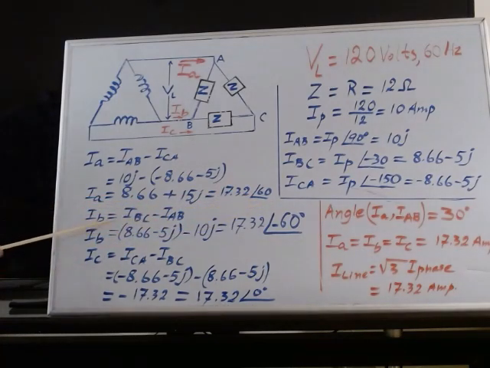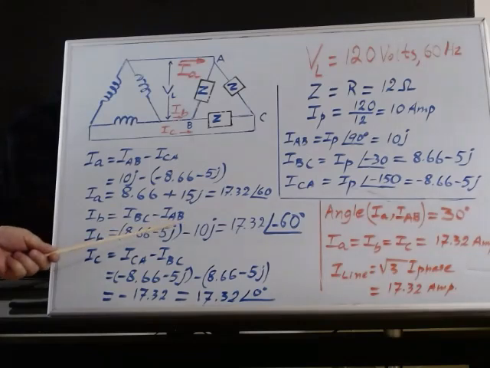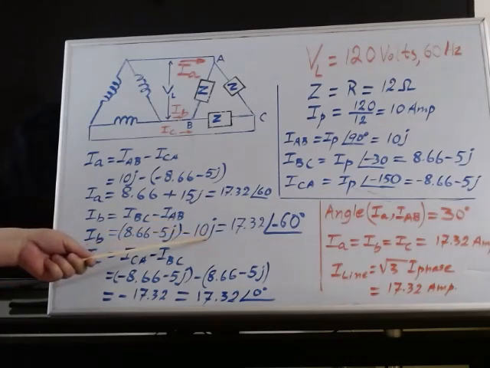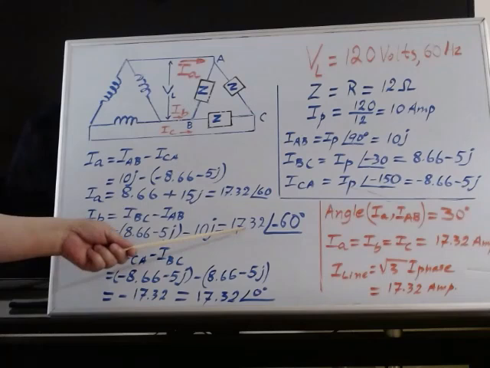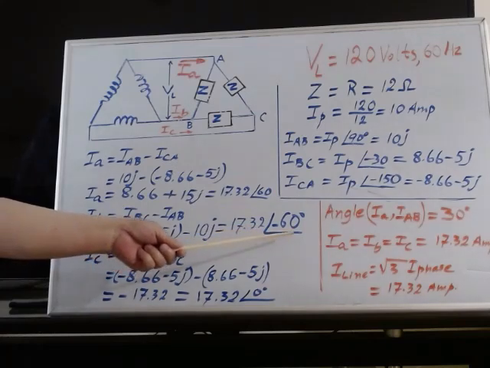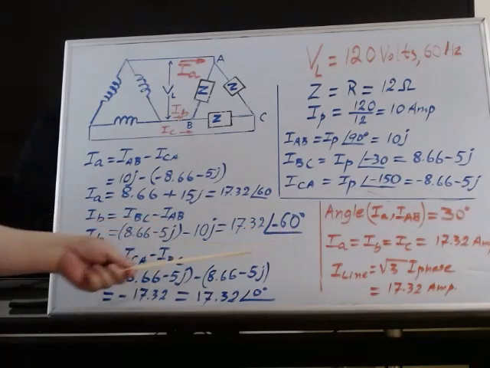IB in turn is equal to IBC minus IAB. Okay. Now, putting the difference of this IBC and IAB from the value in complex numbers, which are here, you will get 17.32 amperes with a minus 60 degrees.